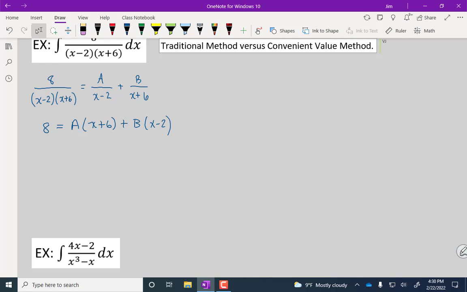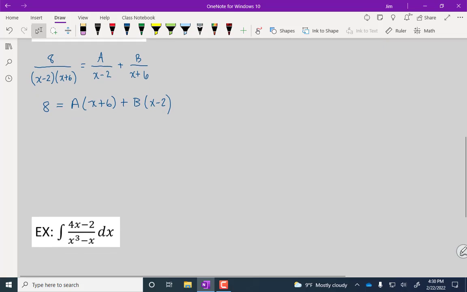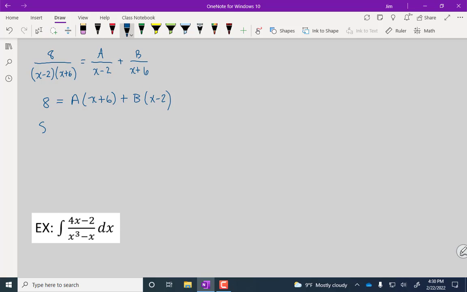All right. Now I'm going to distribute on the right, and then I'm going to group things so that the x's are together and the constants are together. These guys over here, there's no x, so that's part of a constant. That's all constant. The a and the b are numbers, so this will just be a number.